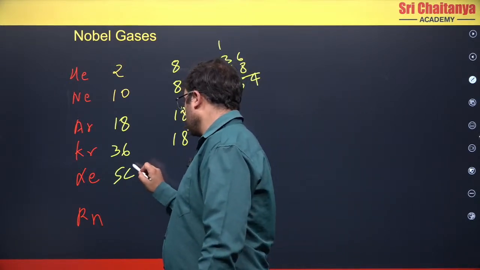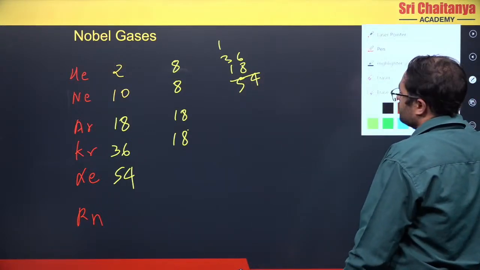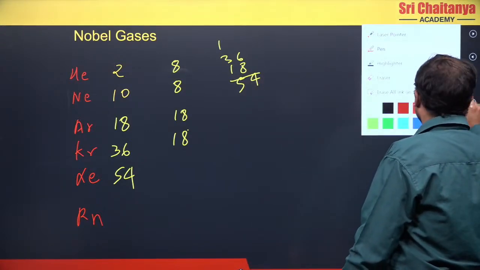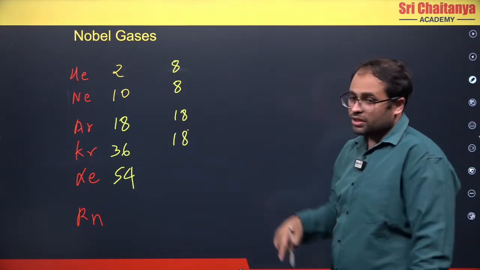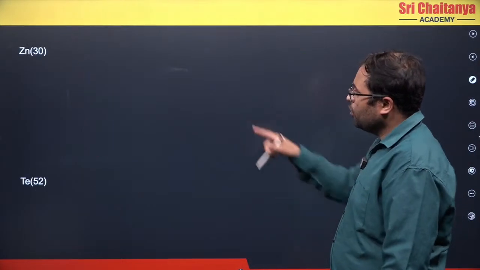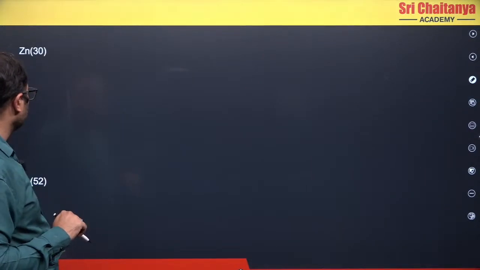54, right? And so on and so forth. You can get the values. So now, why is this important? This is important because when you go to higher numbers like zinc, right? How will you write the configuration of zinc?